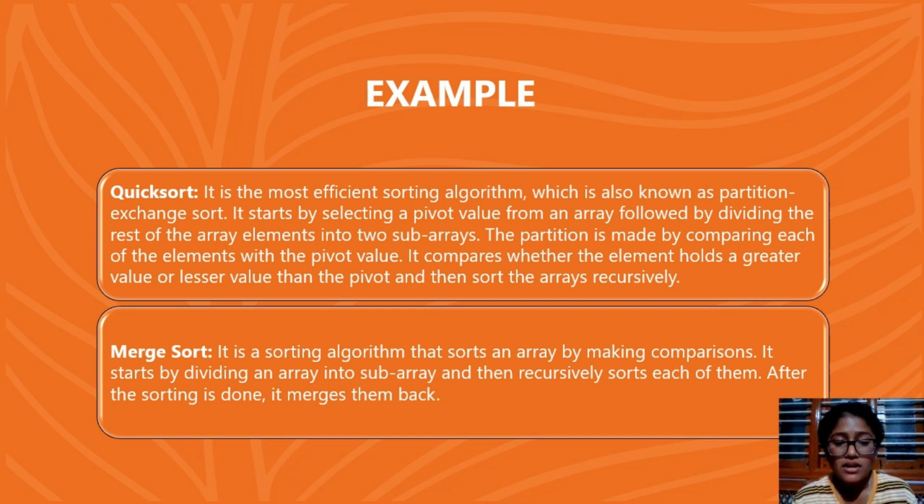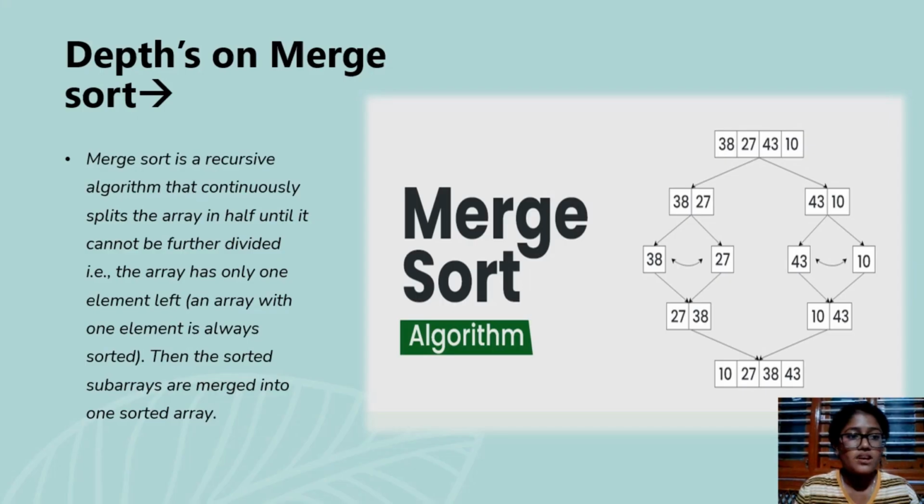So in merge sort, as we know, it's one of the sorting algorithms that sorts an array by making comparisons. It starts by dividing an array into subarrays and then recursively sorts each of them. After the sorting is done, it merges the outputs of the subarrays to give out one single output. So now let's understand what merge sort is with one simple example.